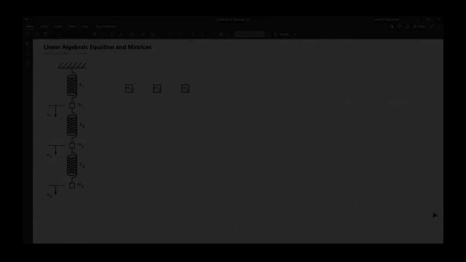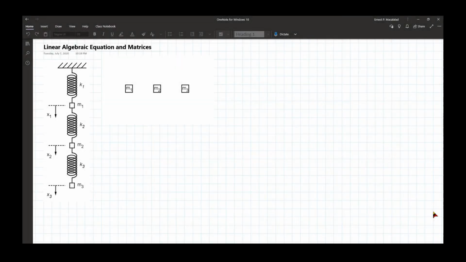Linear algebraic equations and matrices. So it is important to note that in order to implement this in MATLAB, we want to implement our linear algebraic equations. If we're going to solve simultaneous linear equations, they should be in the form of k times x equal to g times m.